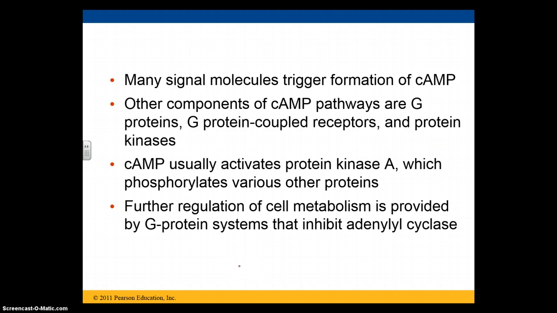There are lots of different signal molecules that contribute to the formation of cyclic AMP. Other components are G proteins, or G protein coupled receptors, or protein kinases.